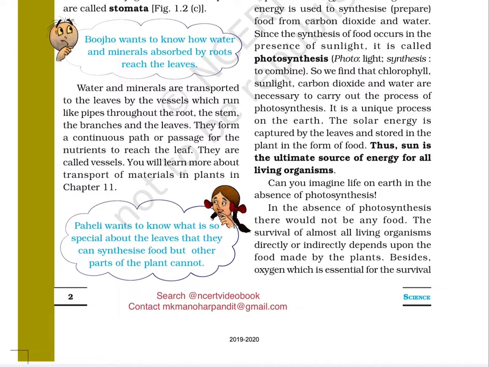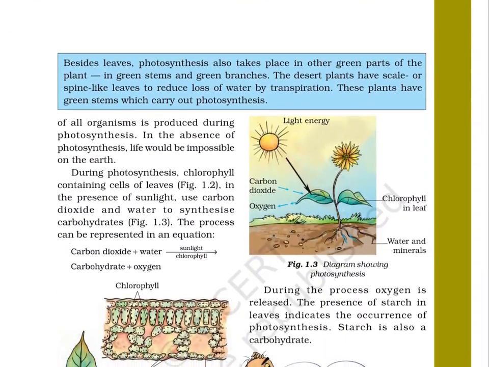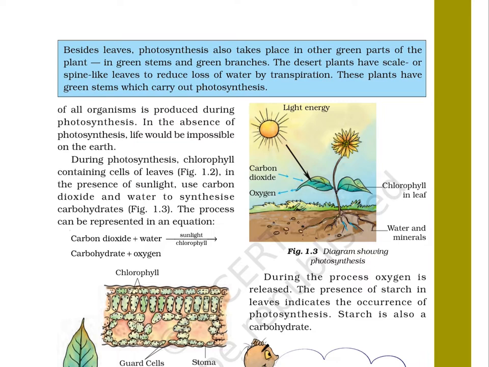Can you imagine life on Earth in the absence of photosynthesis? In the absence of photosynthesis, there would not be any food. The survival of almost all living organisms, directly or indirectly, depends upon the food made by the plants. Besides, oxygen, which is essential for the survival of all organisms, is produced during photosynthesis. Page 3. In the absence of photosynthesis, life would be impossible on the earth.